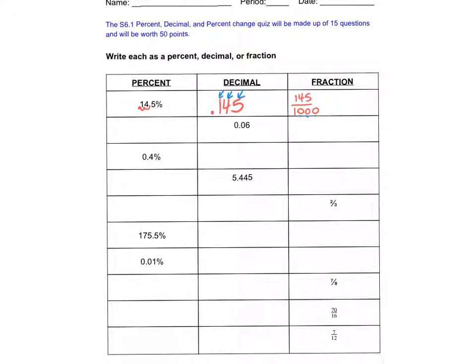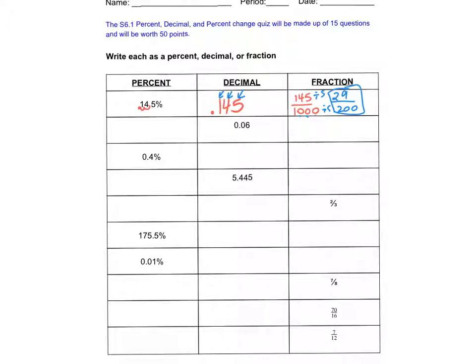So in order to get the 145 1,000ths simplified, you are going to divide everything by, in this case, 5. And when we do that, 145 divided by 5 gives you 29. And 1,000 divided by 5 gives you 200. And that's your final answer, 29 over 200.